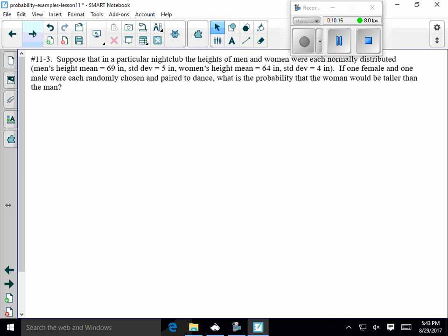Okay, let's take a look at another problem here, just two more. Suppose that in a particular nightclub, the heights of men and women were each normally distributed. Men's height had a mean of 69 inches, standard deviation 5 inches, and women's height had a mean of 64 inches, standard deviation of 4 inches. If one female and one male were each randomly chosen and paired to dance, what would be the probability that the woman would be taller than the man in that partnership? So go ahead and pause the video and give this one a try.